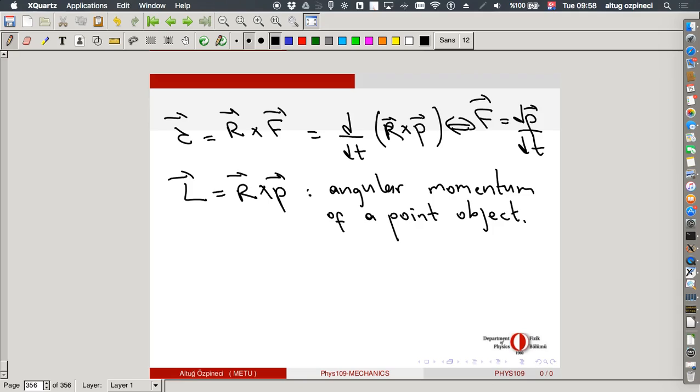Now, any questions on this one? For the time being, this is just a definition. Just like when we define the momentum as mass times the velocity, now we are defining the angular momentum as r cross p. Up to this point, it's just a definition, but now we will see that it turns out to be useful. We will be able to make use of this definition.